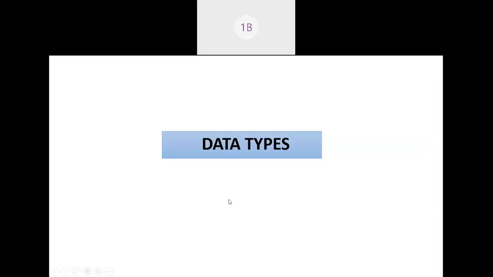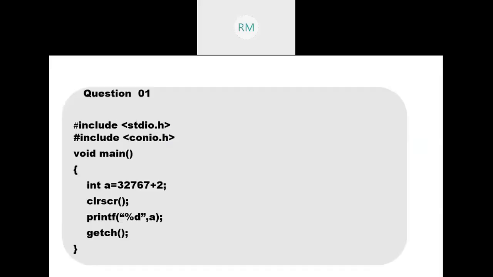All of you, can you see the screen? Yes? Yes, sir. Okay. Now first question. Take your first question and attempt this. Question 1. Hash include stdio.h, conio.h is the general structure of a C program. In main, I declared a variable int a equal to 32,767 plus 2. Here I print the value of this a with %d, and what would be the output? This is the question.